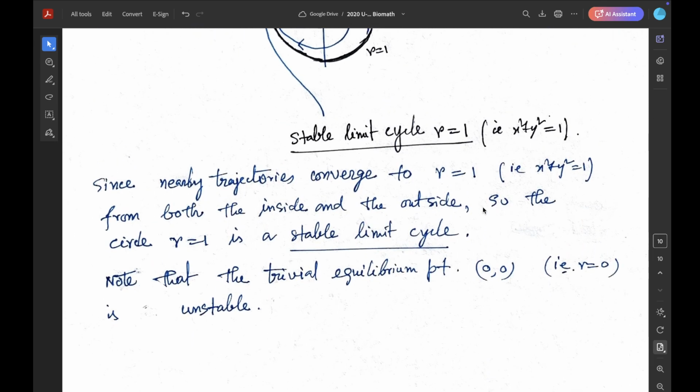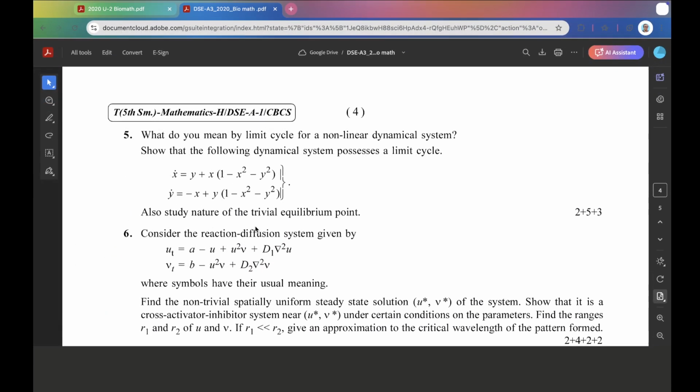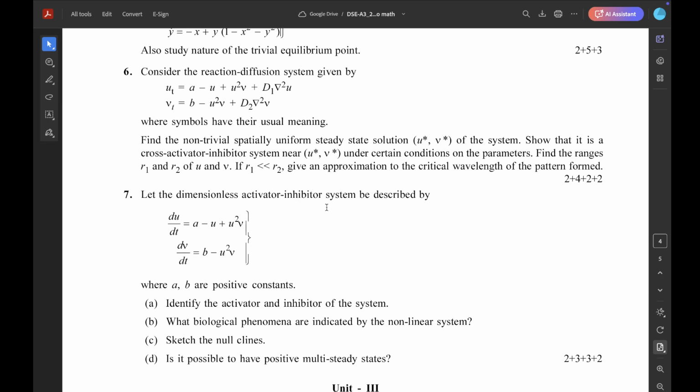And next, question 6, this is the reaction diffusion system. Actually, this is out of syllabus in the new revised syllabus, and question 7, the activator inhibitor system, is also out of syllabus, so we avoid the discussion and answers for these questions.